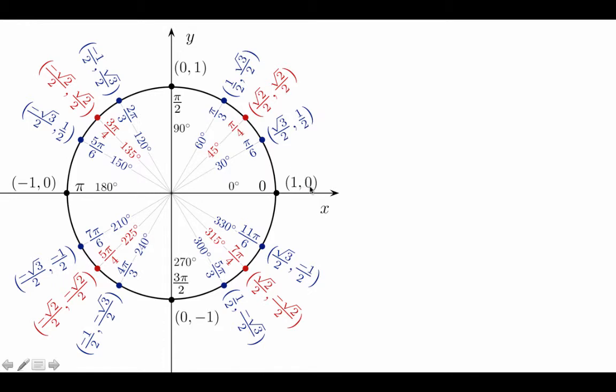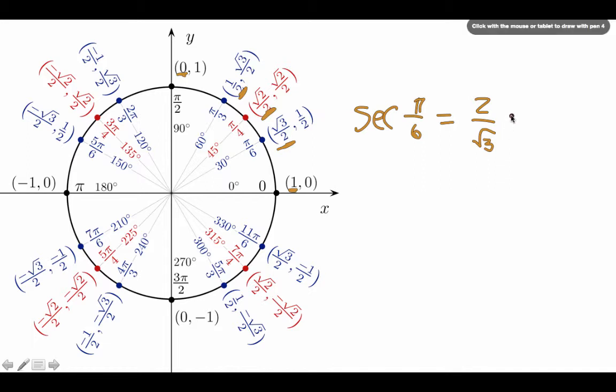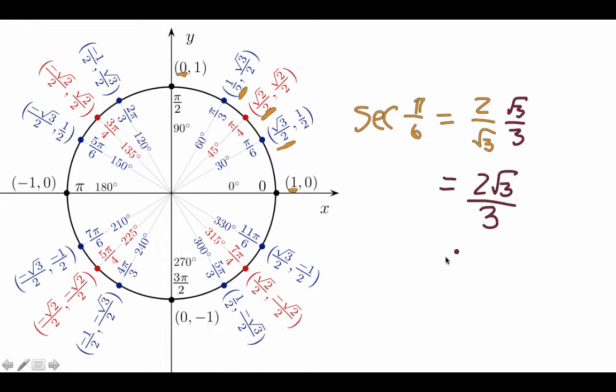If I clear that and we go back to the unit circle, we could go through those values and look at the cosine and just take the reciprocal of all of these to get our new values for secant. So the secant of pi sixth would be the reciprocal of the cosine, so that would be 2 divided by root 3. Remember, we don't like that, so we multiply by root 3 over root 3. And I get that the secant of pi over 6 is 2 root 3 over 3.